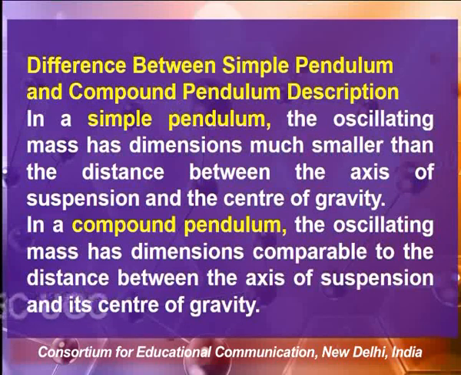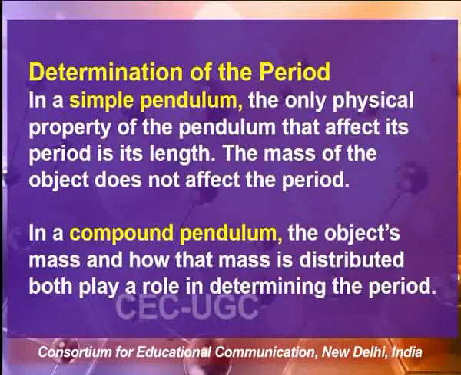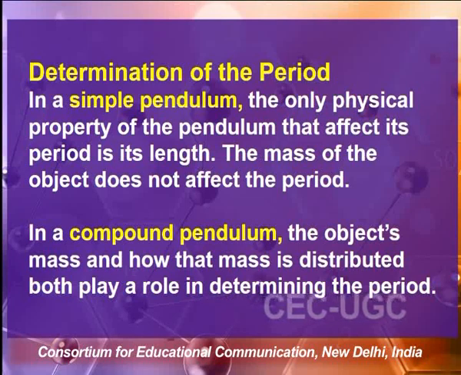In a simple pendulum, the only physical property of the pendulum that affects its period is its length. The mass of the object does not affect the period. But in a compound pendulum, the object's mass and how that mass is distributed both play a role in determining the period. Now we'll talk about determining the value of acceleration due to gravity, small g, using Kater's pendulum.